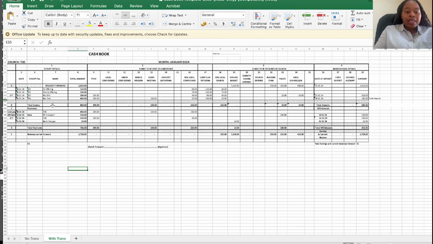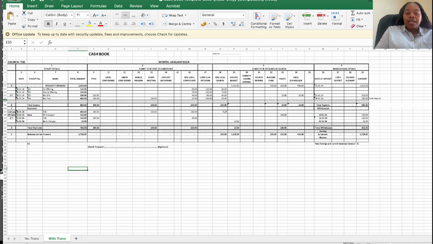Okay. So for that Sabbath, the total is 860, the total of all the income that we received. But that 860, we need to remember it includes the EFT, that is money that is in our bank account that we don't have on hand. And then for the tithe, we've got 300 rands. For camp meeting, it's 100 rand. For 50% local conference, we've got 220. And for 50% local church, we've got 220.